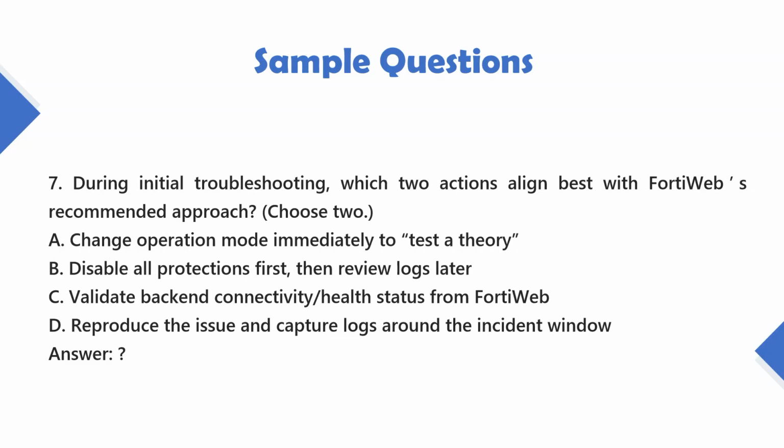7. During initial troubleshooting, which two actions align best with FortiWeb's recommended approach? Choose 2. A. Change operation mode immediately to test a theory. B. Disable all protections first, then review logs later. C. Validate backend connectivity, health status from FortiWeb. D. Reproduce the issue and capture logs around the incident window.